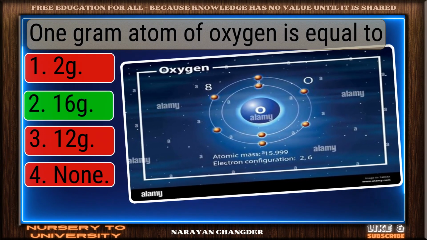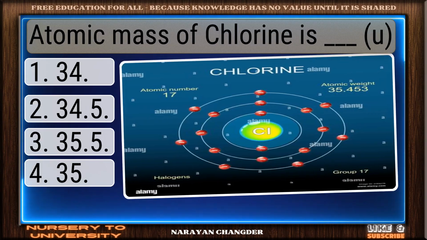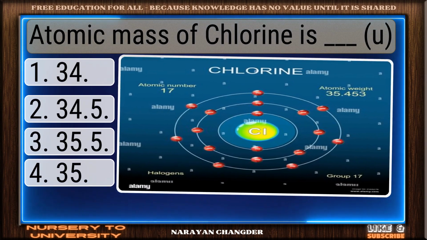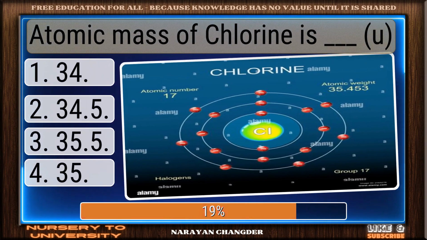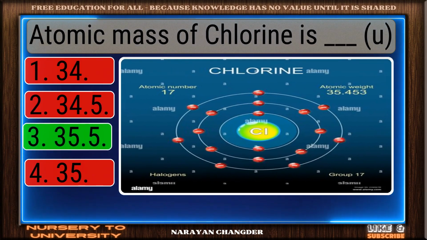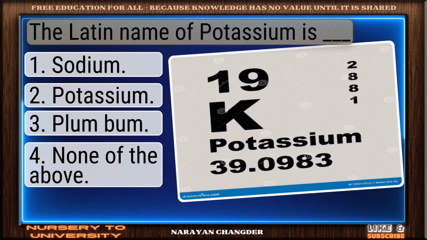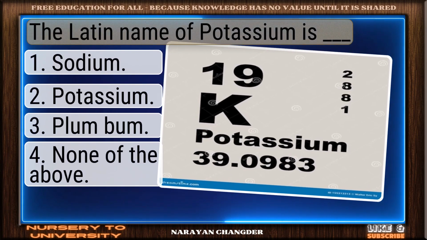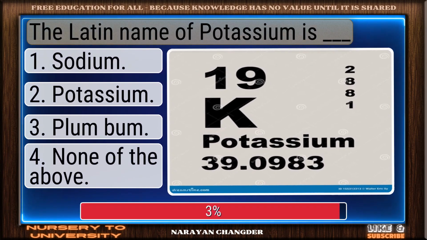Excellent choice. 16 g is the right answer. Question number 213. Atomic mass of chlorine is dash. Excellent. 35.5 is a brilliant choice. Question number 214. The Latin name of potassium is dash.